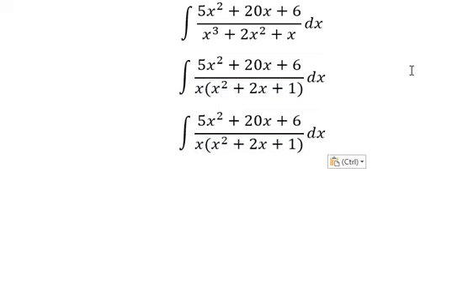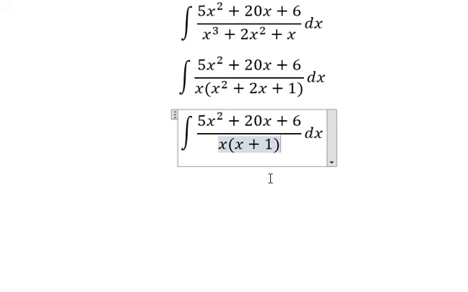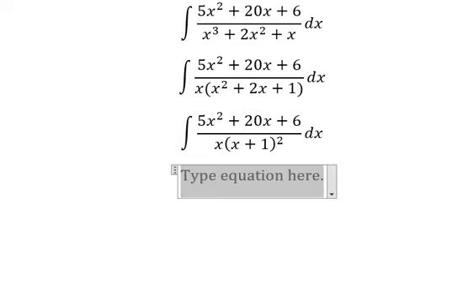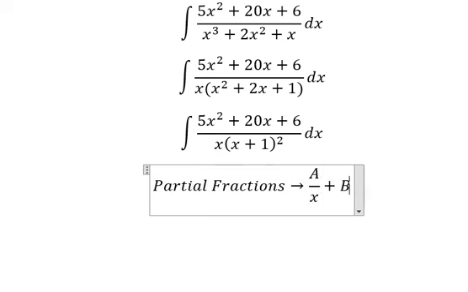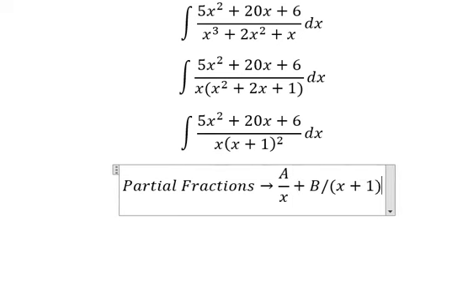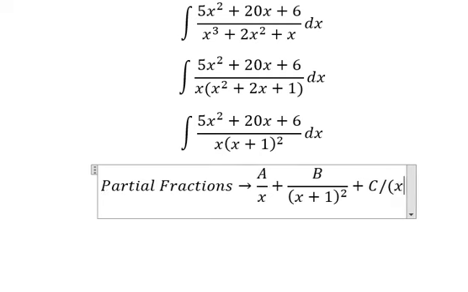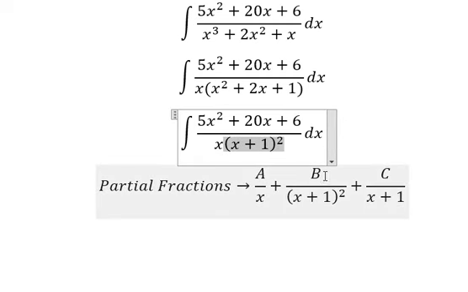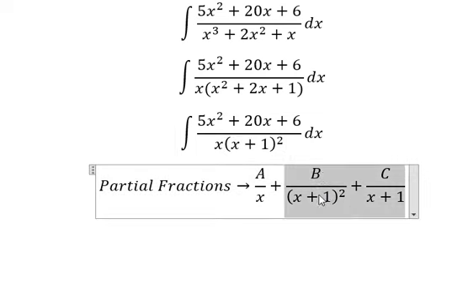Next, this one is about identities. So I will put x plus 1 to the power of 2. Next, we need to use partial fractions. So I will put A over x, B over x plus 1 squared, C over x plus 1. Because we have the power of 2, we need two fractions related to x plus 1.